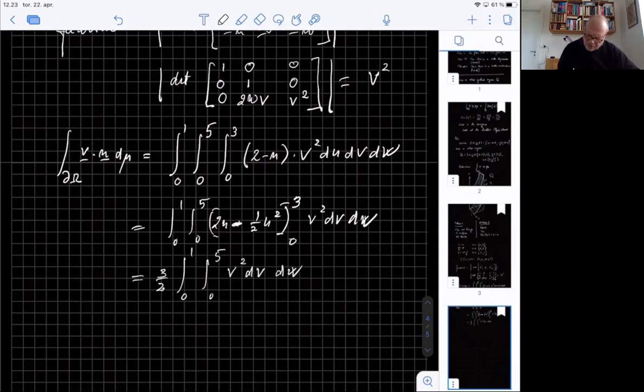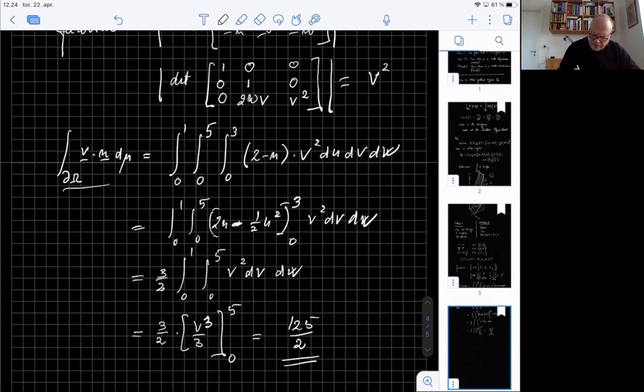So that will be 1/3 v cubed, and it doesn't depend on w, so that will be just a 1. So you have 3/2, and then v cubed over 3 from 0 to 5, and this will be 125/2. So this is the flux.